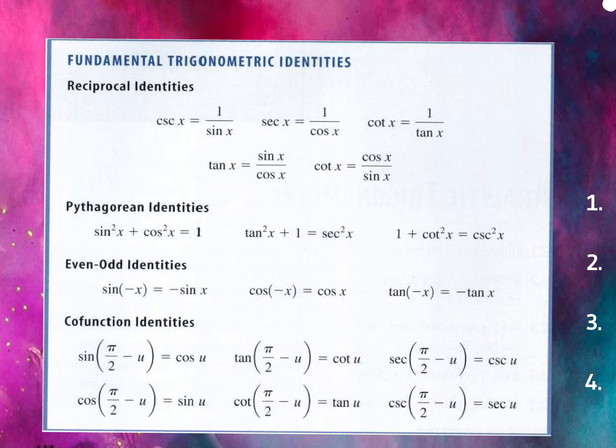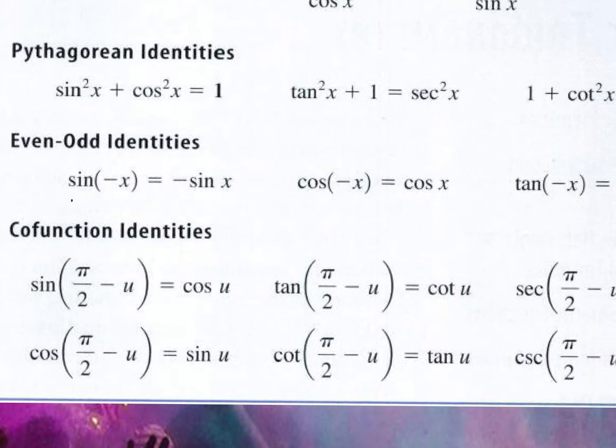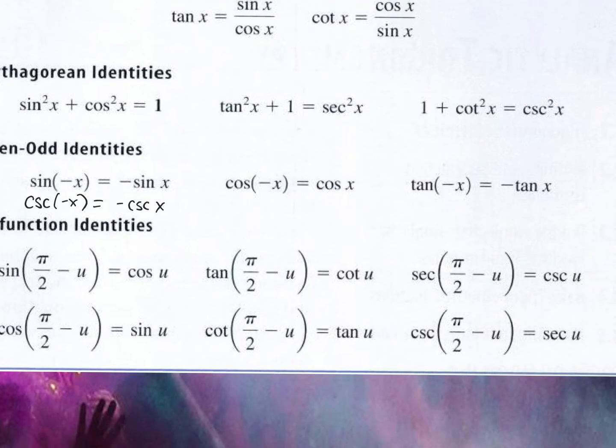And with these, remember their reciprocal functions have the same property. So cosecant of negative x would equal negative cosecant of x. Cotangent of negative x would equal negative cotangent of x. And cosine is even, so its reciprocal function, secant, is the other one that is even and would not change.